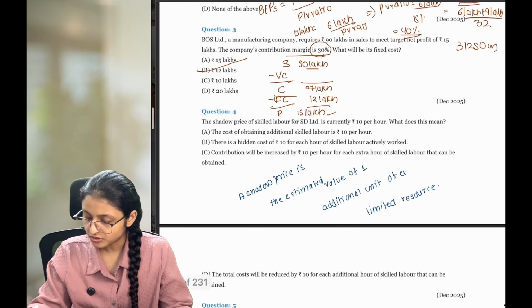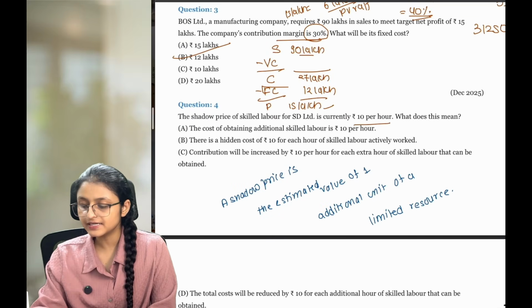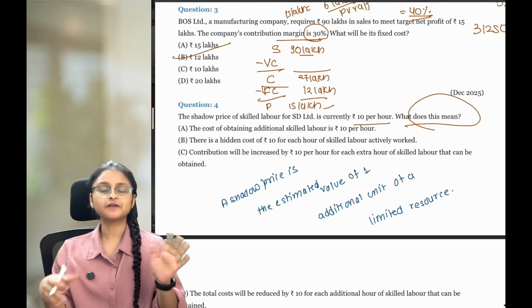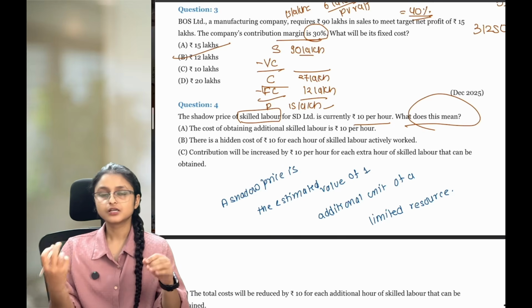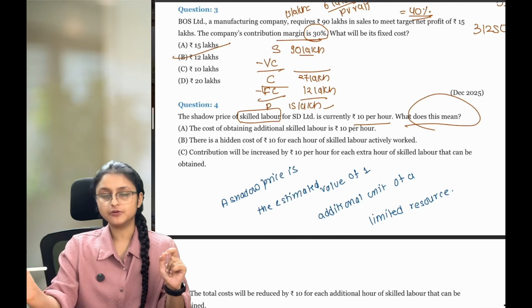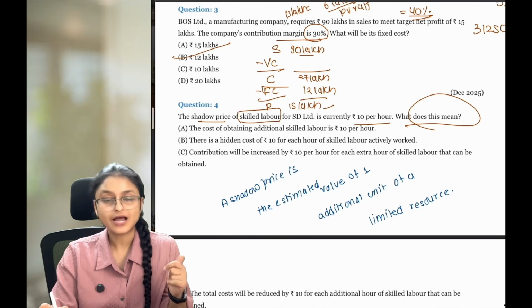Now, moving forward to the next part. The shadow price of skilled labor for SD Limited is currently 10 per hour. Now, what does it mean? What is shadow price? Whenever we have some limiting factor, like in this case, the limiting factor of skilled labor, we calculate that if we get 1 extra hour of skilled labor, what is the extra contribution we can earn? That is what our shadow price shows.